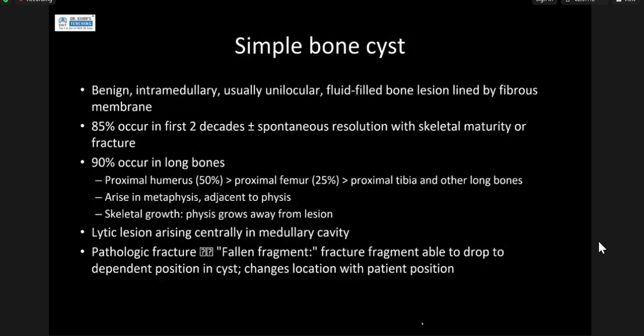So a nice summary slide here. Again, these are benign lesions. They can look complex, particularly if they've had previous trauma and fracture. 85% occur in the first 2 decades, and usually they do spontaneously resolve. Some of them do require treatment, and they decompress them and bone graft them, particularly if they've had a fracture. Very, very common site: in the proximal humerus, at least 50%, and 25% in the proximal femur.